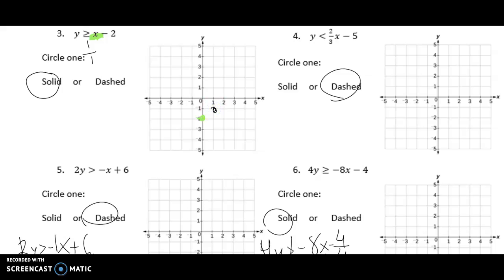Now it's y is greater than or equal to. So you're going to draw a lovely, great solid line. And it's y is greater than, so greater means above. And let's draw that in.